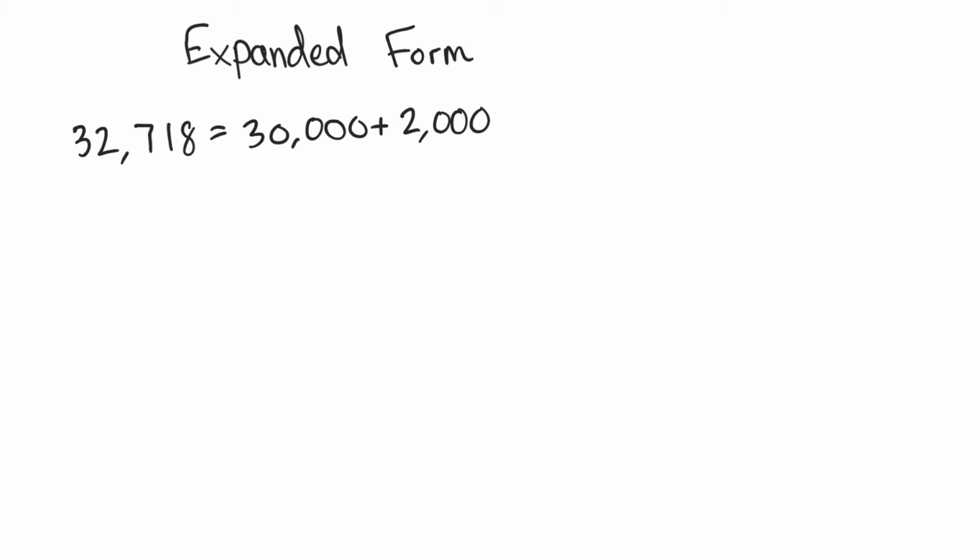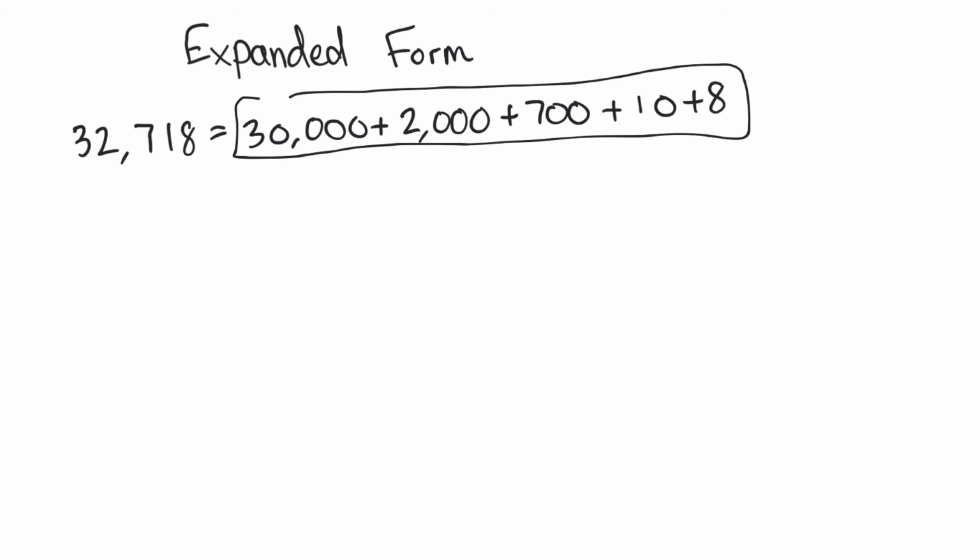2 right here is in the thousands place. And so now we have 30,000 plus 2,000. That makes 32,000. And the 7 is in the hundreds place, so we say, well, it's plus 700. The 1 here is in the tens place, so there's just 10 right there. And finally, 8 is in the ones place, and we just throw the 8 right there. So this is known as expanded form because we took that tight number and expanded it out.